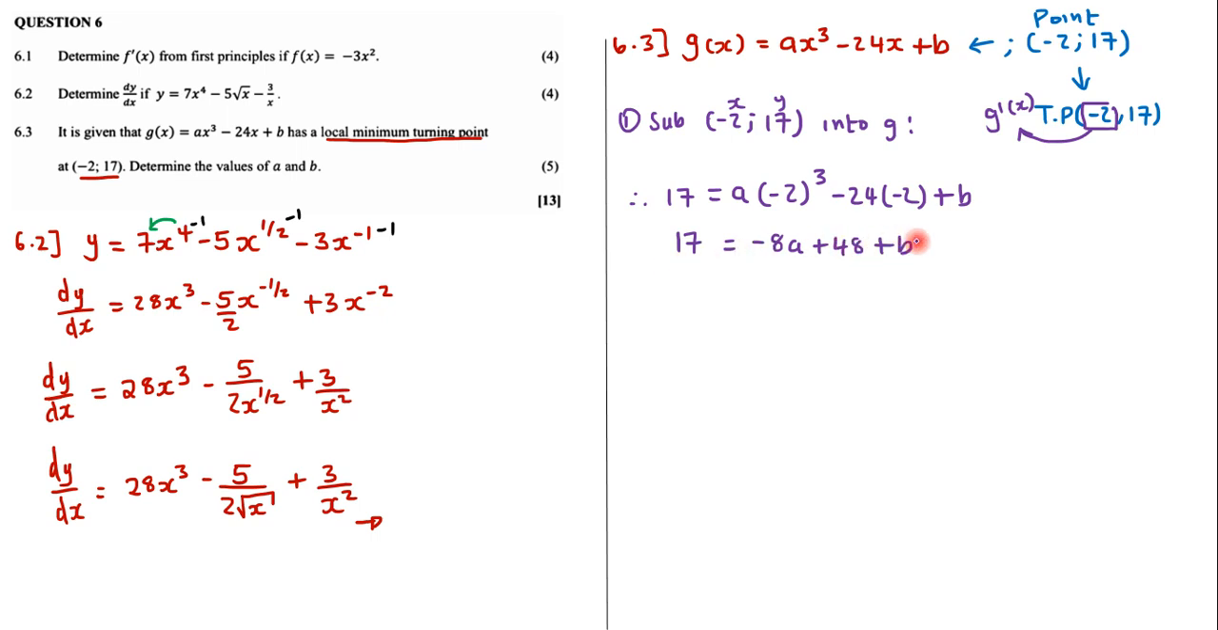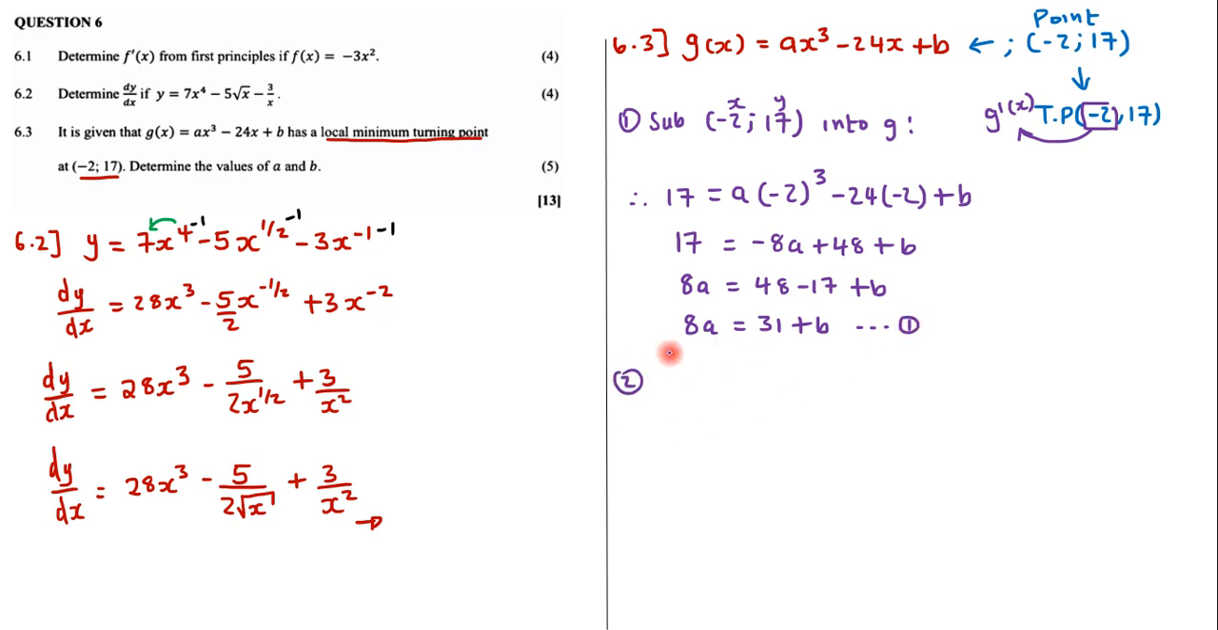Now by the looks of this, you can see that we can make b the subject of the formula, or rather we can just take this minus 8a across, and then take this 17 across, and then have a first equation, right? So let me go ahead and do this one instead. 48 minus 17 plus b, and then just simplify this and make it my first equation. So now here I'm going to have 31 plus b, and then I'll make this equation 1.